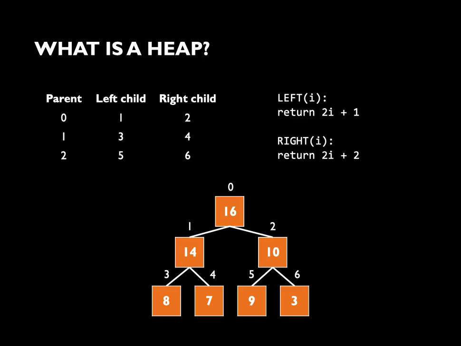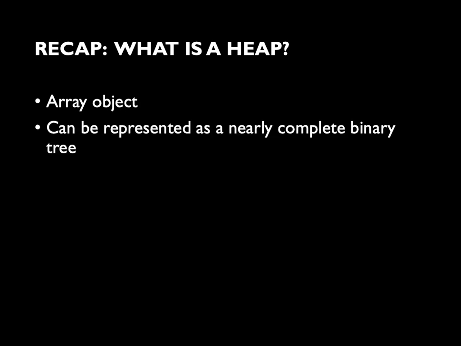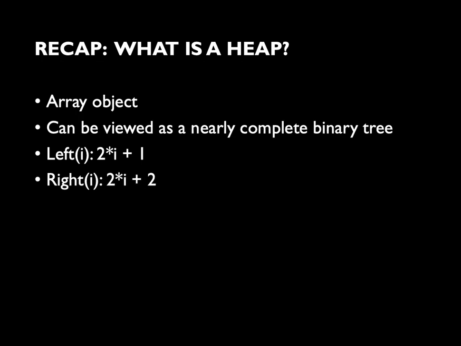So far so good. Now let's recap what has been discussed so far. So first of all, heap is an array object. This array object can be represented by a nearly complete binary tree. The index of the left child can be computed by this formula, 2 multiplied by i plus 1. And the index of the right child can be computed using this formula. But can every array be a heap? To discuss this, we first need to introduce the heap property.